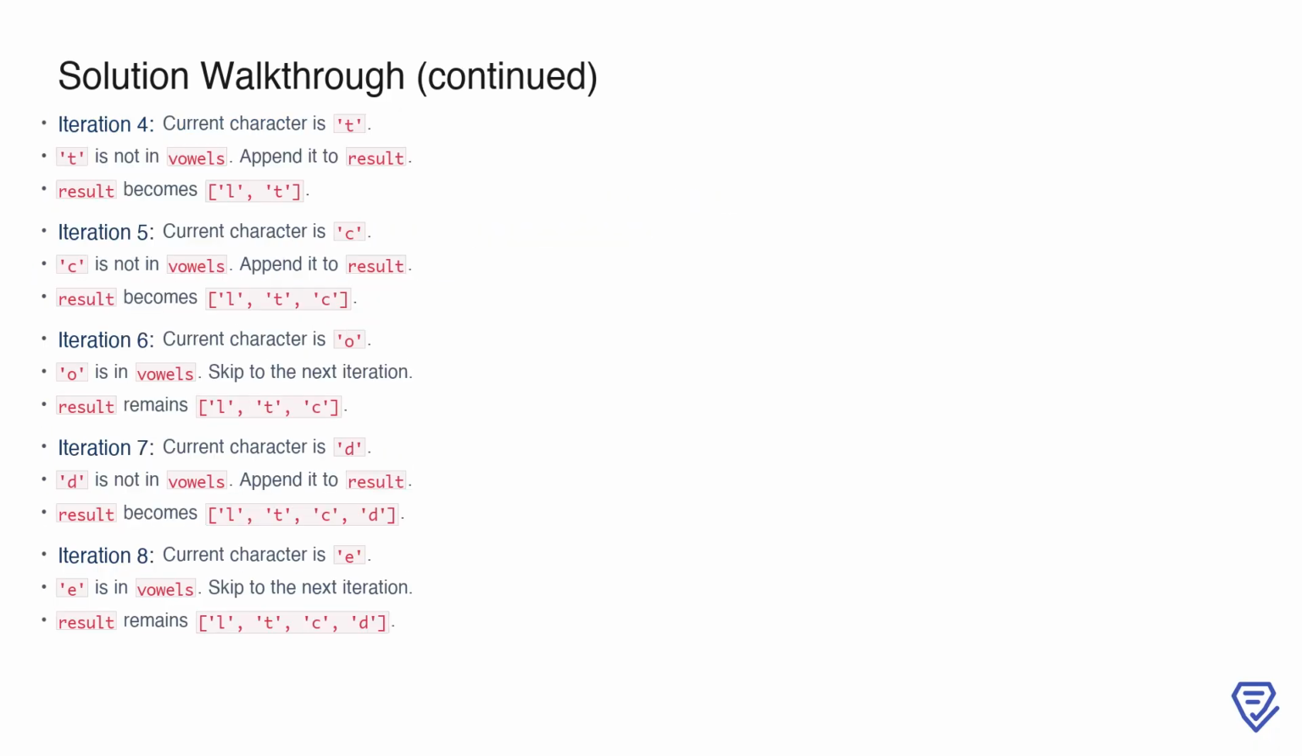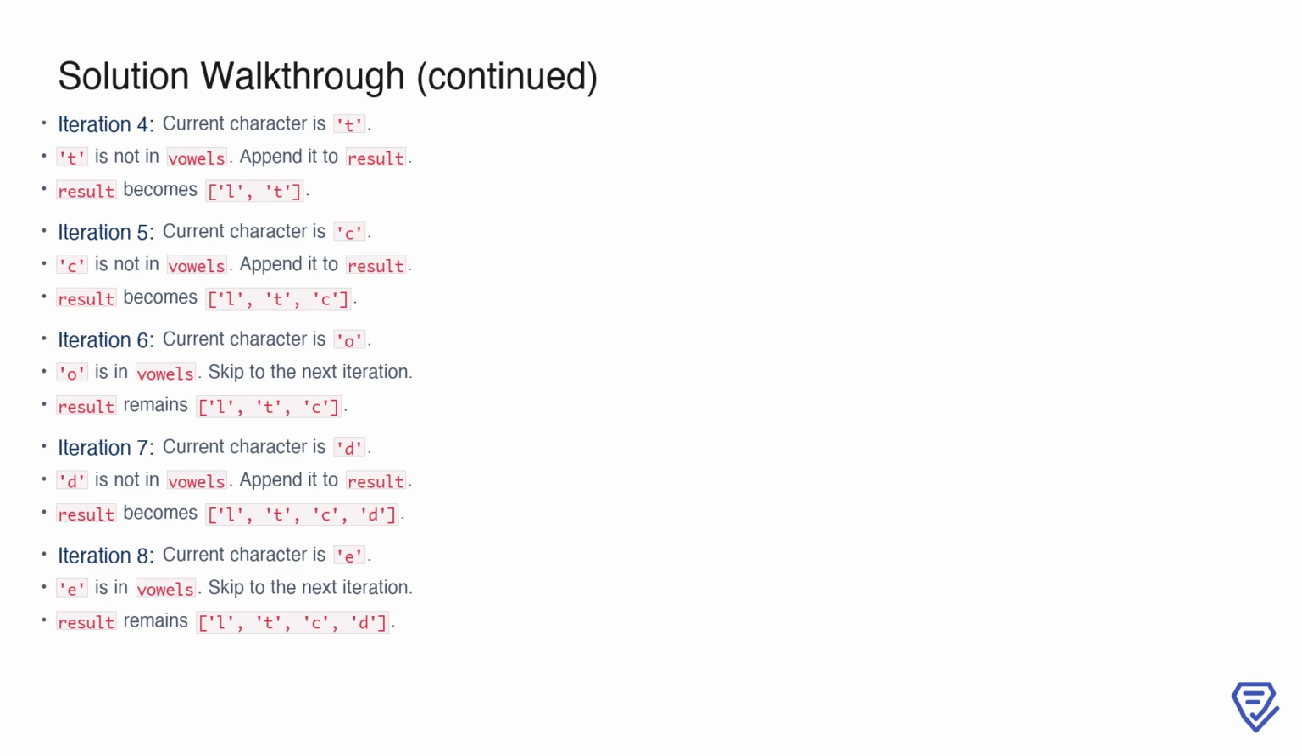Continuing with the string LeetCode, we proceed to the fourth iteration where the current character is T. Since T is not in the vowel set, it is appended to the result list, which now becomes L, T. In the fifth iteration, the current character is C. As C is also not a vowel, it is added to result, resulting in L, T, C.